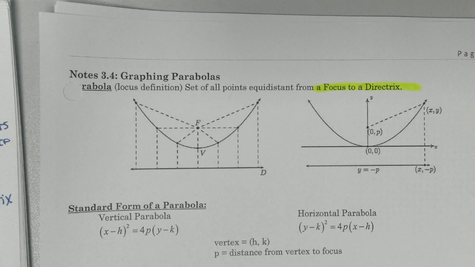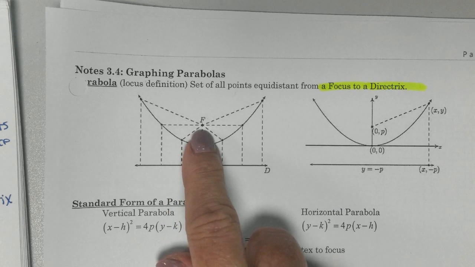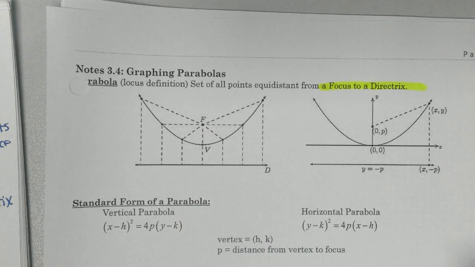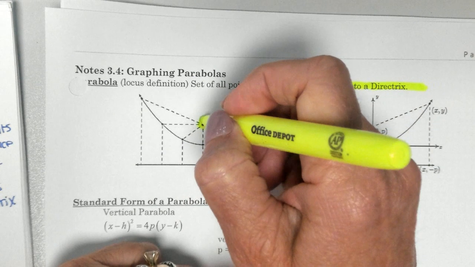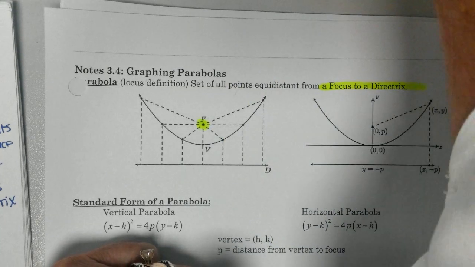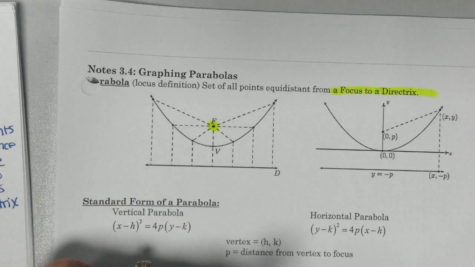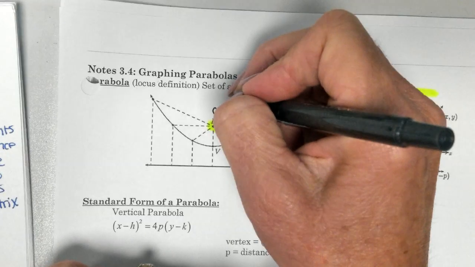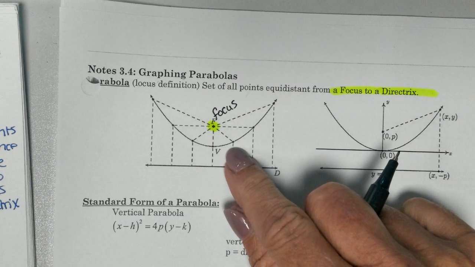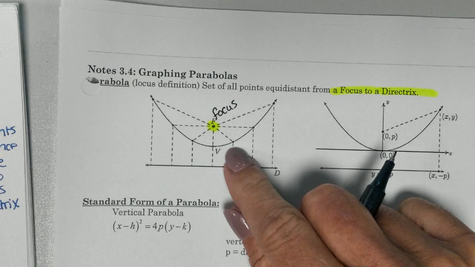Now, we do know that we have focal points in ellipses, right? There were two of them. We only have one focal point in a parabola. And I'm going to highlight this right here. This is our focus. And the focus is always located inside the parabolic curve. Always located inside the parabolic curve.